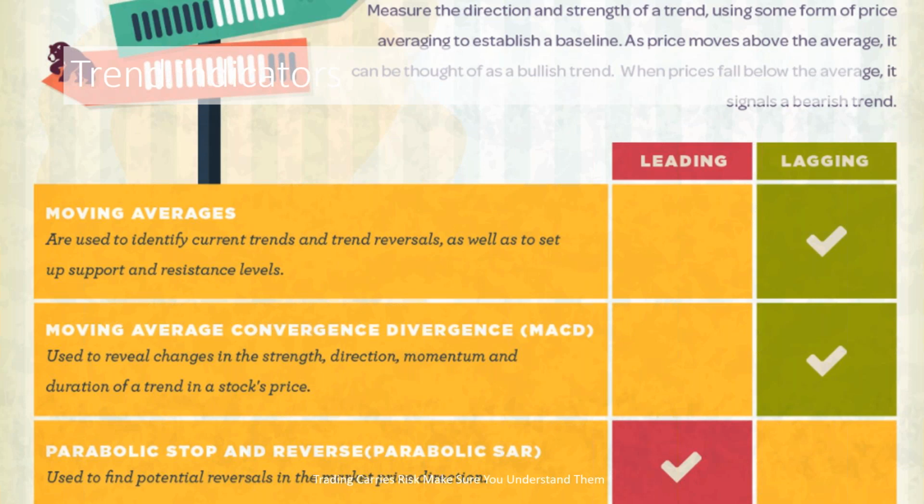Okay. Now, moving averages are used to identify current trends and trend reversals, as well as to set up support and resistance levels. MACD, which you're going to find is a very utilitarian indicator because it actually falls in several areas, is used to reveal changes in strength, direction, momentum, and duration of trend. And it is also considered a lagging indicator. But at the same time, you can use parts of MACD as a leading indicator. And we'll come to that in a minute.